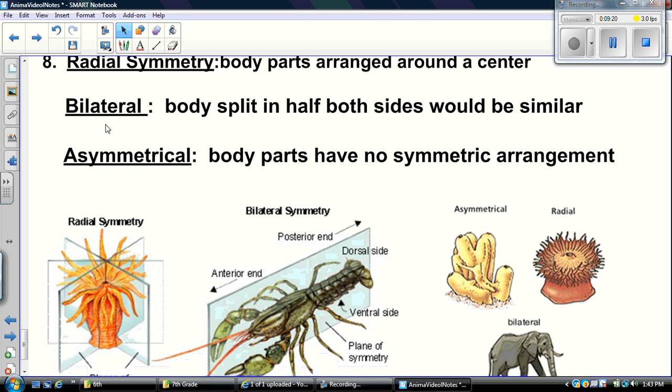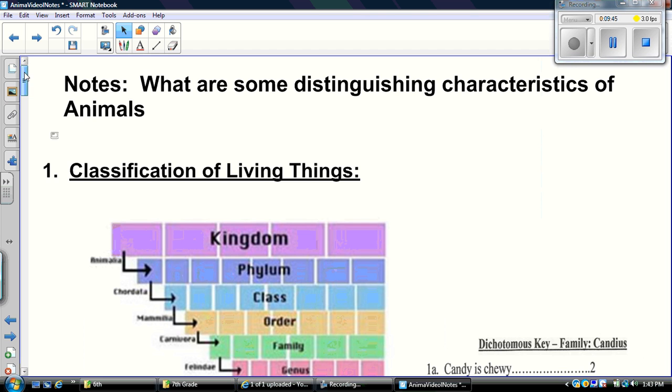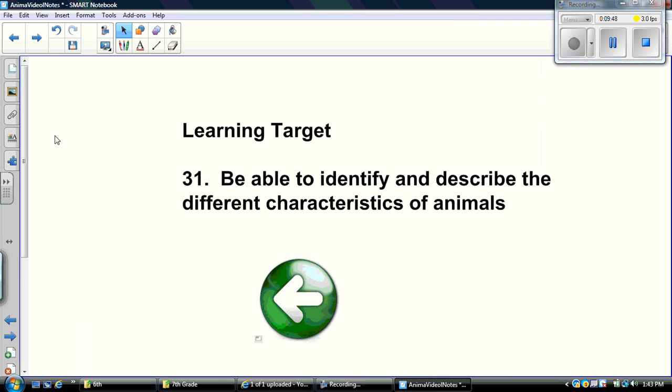Bilateral, which is what humans are, is body is split in half. Both sides would be similar. Not perfectly similar, but just similar. So if you take this lobster and you split it in half, both sides look very similar. Asymmetrical means body parts have no symmetry. They're not radial, they're not bilateral. Sponges are asymmetrical. They have no symmetry whatsoever. Okay, so those are characteristics of animals, and now we're going to start getting into the different phylums of animals.